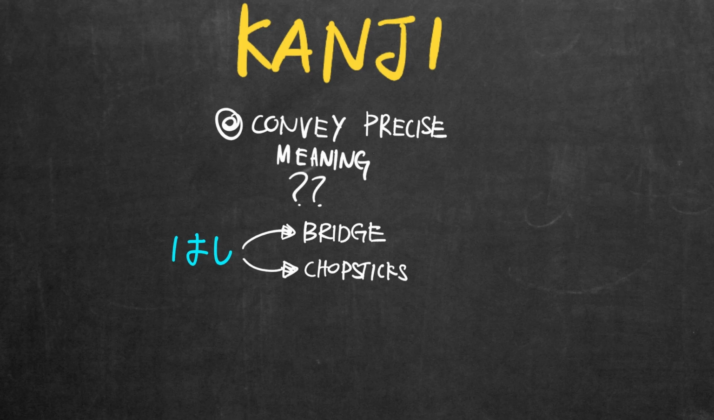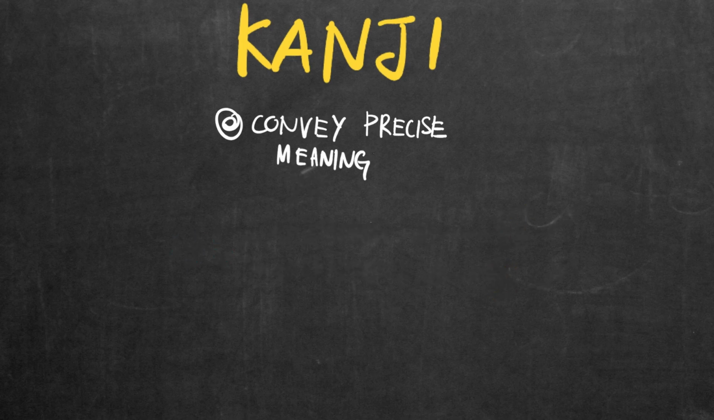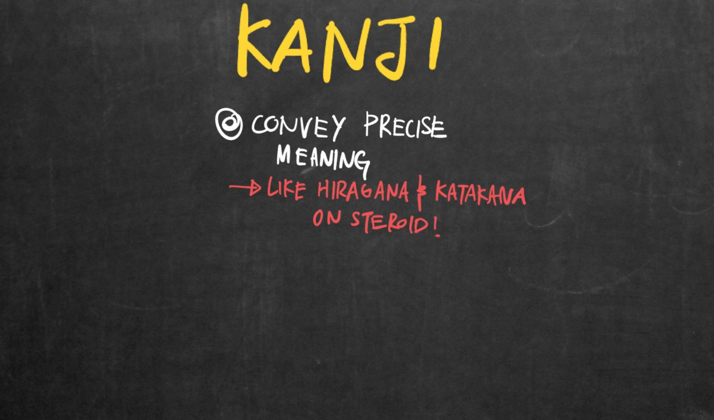Now let's say we encounter the word hashi in a text. How would we know which one is which? This is where kanji can help us by having two different kanjis to help us differentiate between those two. Now bear in mind, we can always get the meaning from the context, but on top of that, having kanji really helps us with comprehension. Or maybe you can think of kanji as hiragana or katakana on steroid, if that makes sense to you.